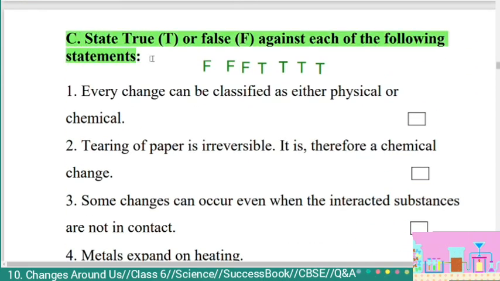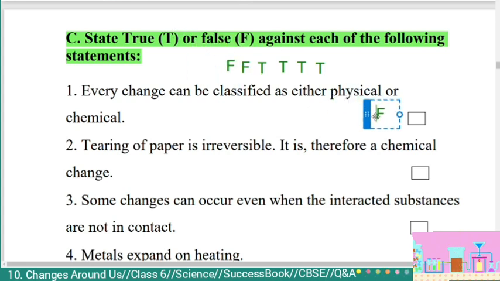Third main, C part, state true or false against each of the following statements. First one, every change can be classified as either physical or chemical. It is false.